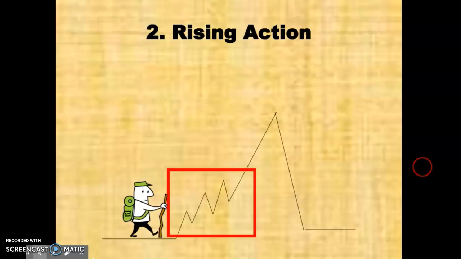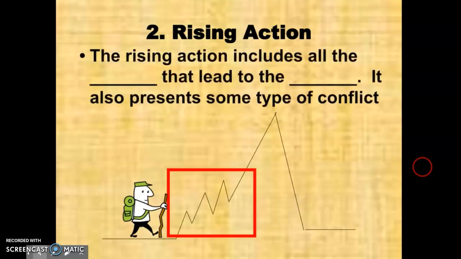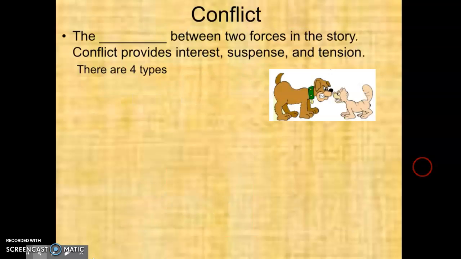Then we have our rising action. This includes all of the events that lead to the climax. And it also presents some type of conflict. Now, when we talk about conflict, this is the struggle between two forces in the story. And conflict provides interest, suspense, and tension in the story.